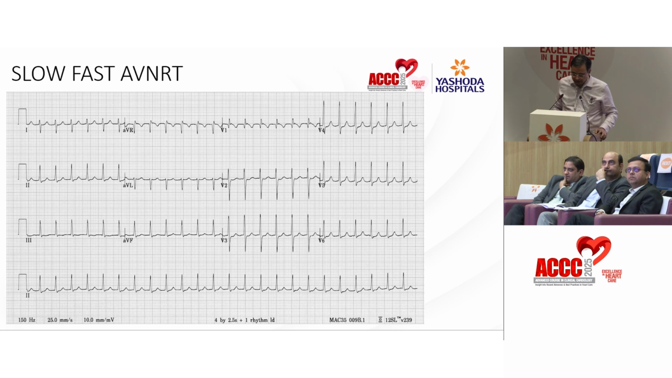Again, this is another example of AVNRT. We can see a small pseudo R there, just next to the R wave. So again, this is also another example of AVNRT.